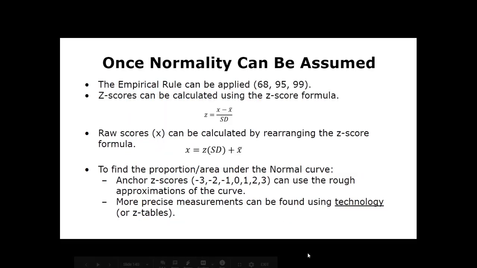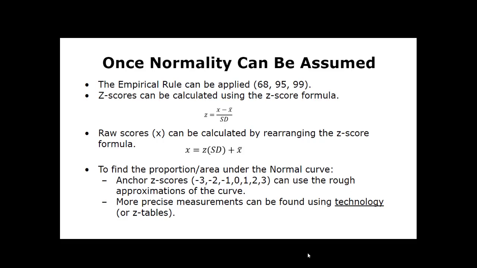Once you can assume normality, then you can apply the empirical rule. You can start to calculate z-scores using the z-score formula. You can calculate raw scores, which is just restructuring or rearranging the z-score formula in terms of x, and be able to calculate raw scores.